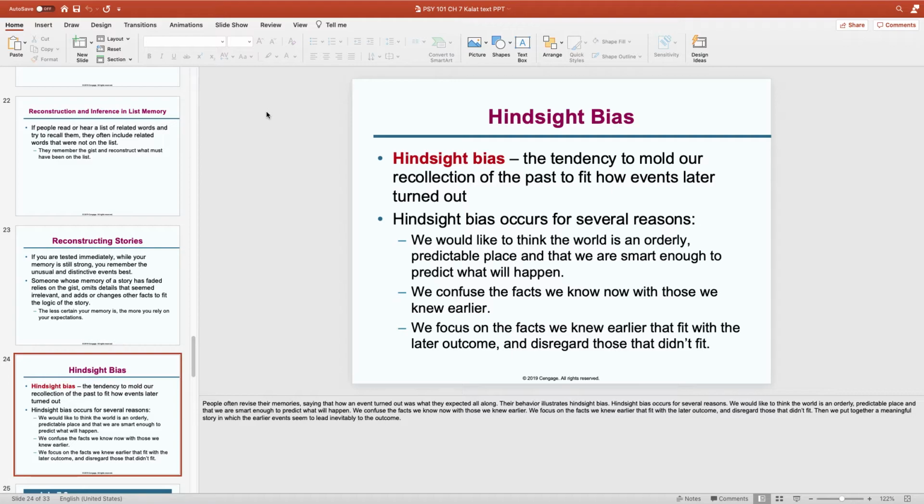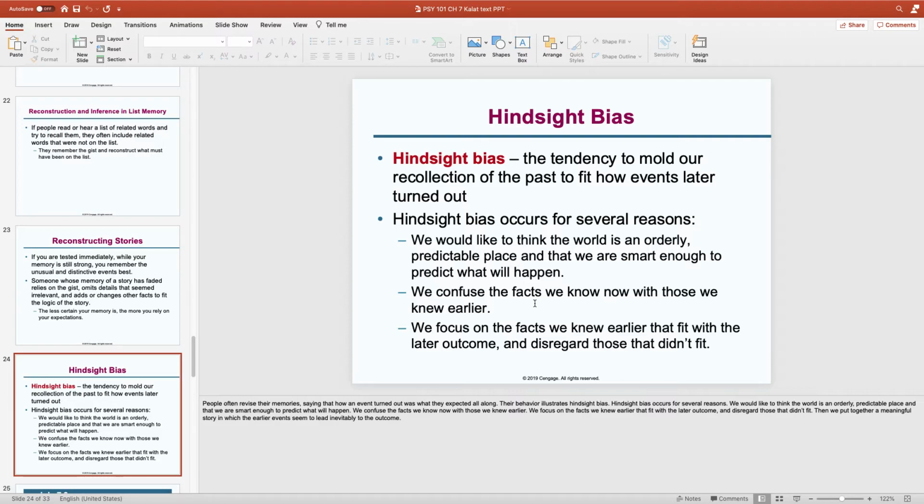Okay. So this occurs for a number of reasons. We would like to think the world is very orderly and predictable, and that if we have this basic story, we could see that, okay, this is the prediction, this is what's going to happen at the end of that story, no matter what. We all know that that doesn't happen. That's the first one. We confuse the facts we know now with those we knew earlier.